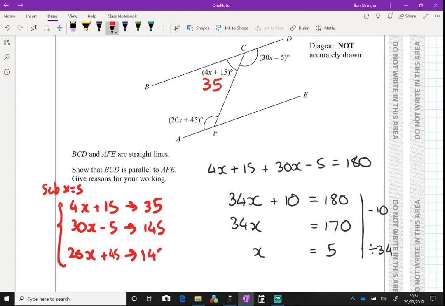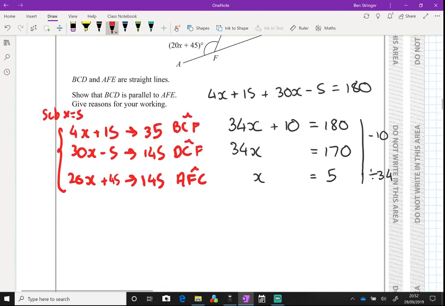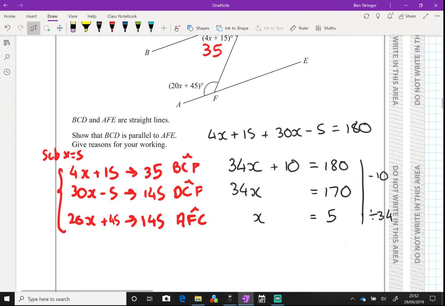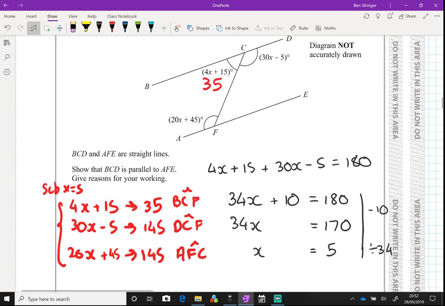145. So this is angle A. So this here is the angle between A to F to C. That's AFC, just so examiners know exactly what I'm trying to do. 30x take away 5 is DCF. And this one is BCF. So really giving a picture as to what's going on here. Last thing to do then is to show that they're parallel.